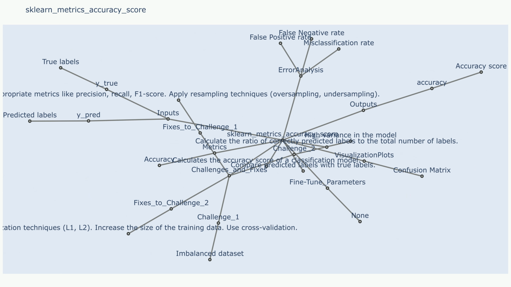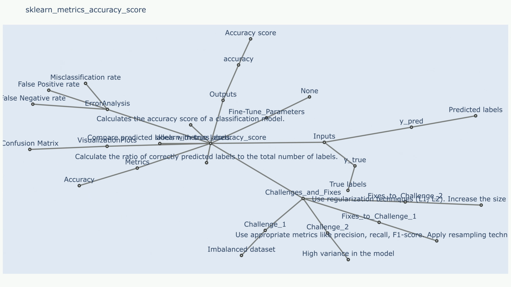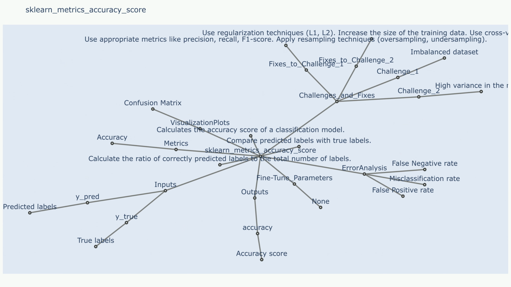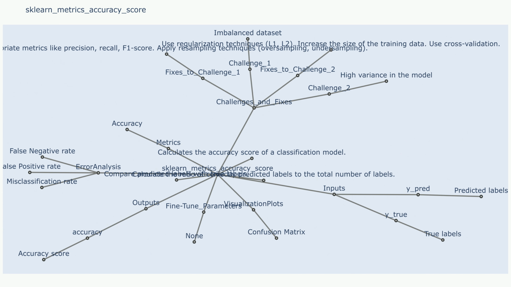Steps: the function compares the predicted labels y_pred with the true labels y_true for each data instance. It counts the number of correctly classified instances. It divides the number of correctly classified instances by the total number of instances to compute the accuracy score. Metrics: accuracy, the primary metric calculated by this function, representing the proportion of correctly classified instances.